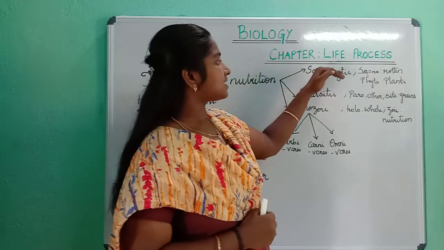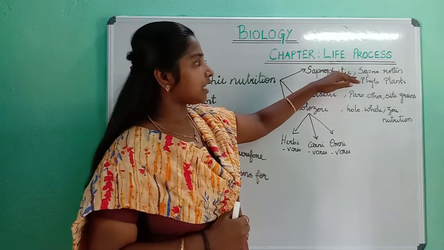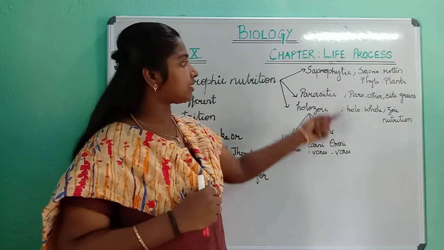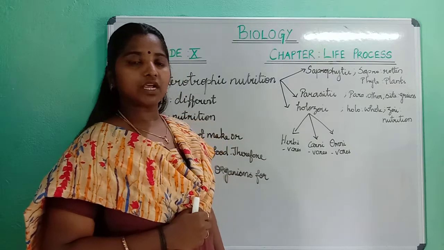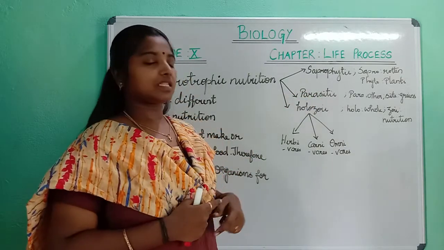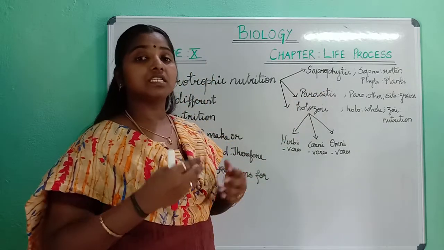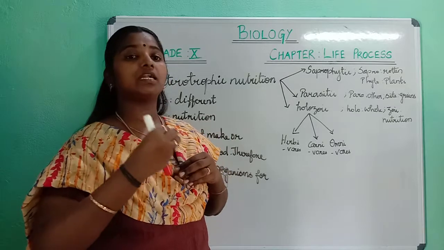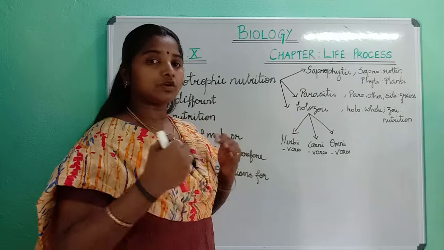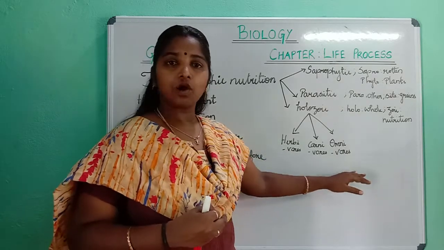What are they? Saprophytic, parasitic, holozoic. Sapro means rotten and phyto means plant. So if an organism feeds upon dead and decayed organisms, then it is called saprophytic nutrition. If an organism goes and feeds on other living organisms, then it is called parasitic nutrition. If an organism takes the whole organism as food and it goes for subsequent digestion, then it is called Holozoic nutrition. In Holozoic, there are three types: herbivores, carnivores and omnivores.